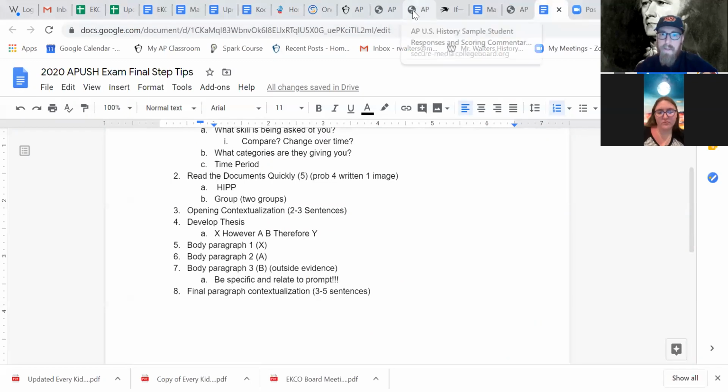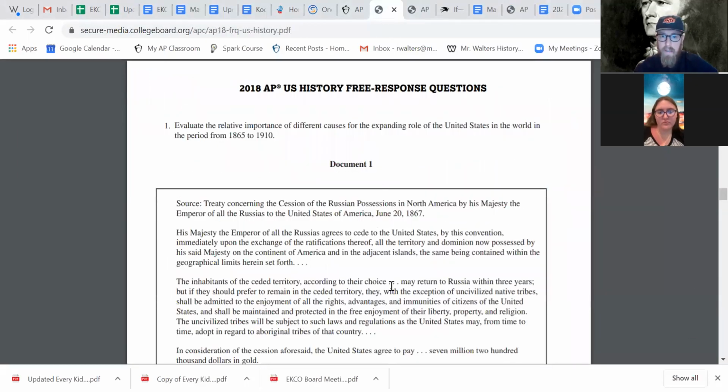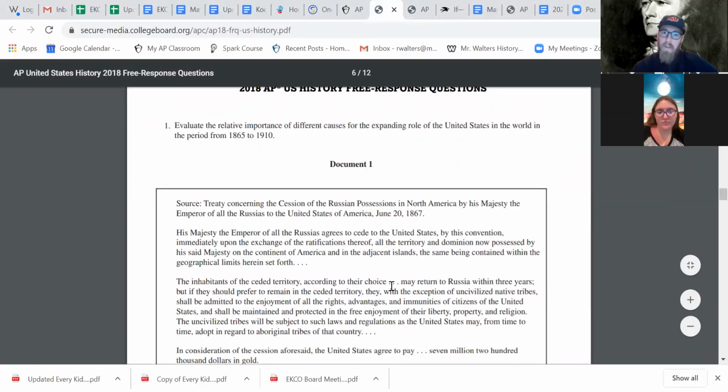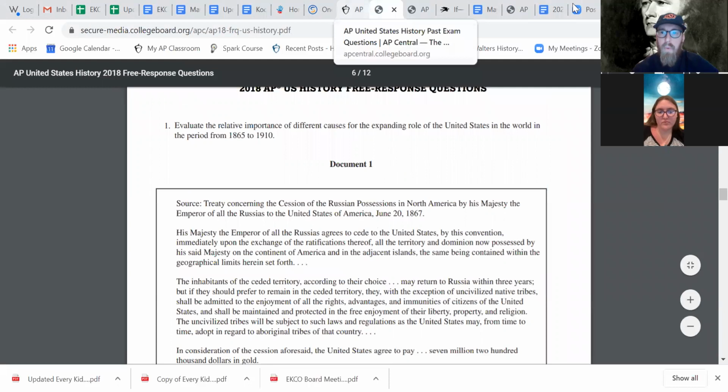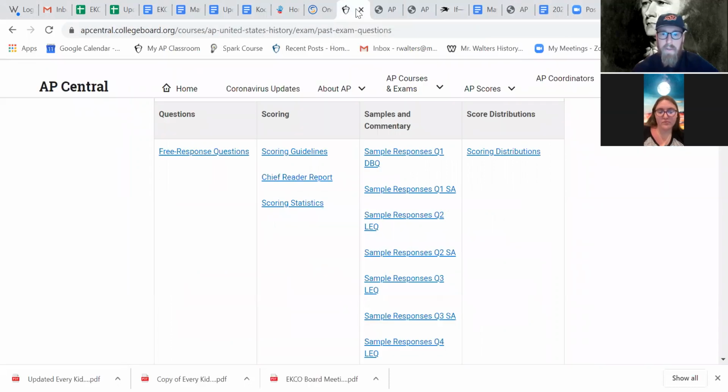So the therefore statement would be something along the lines of, therefore, there were multiple causes that corresponded to the United States expanding its role in the world. So again, we really restated what was already there for us.